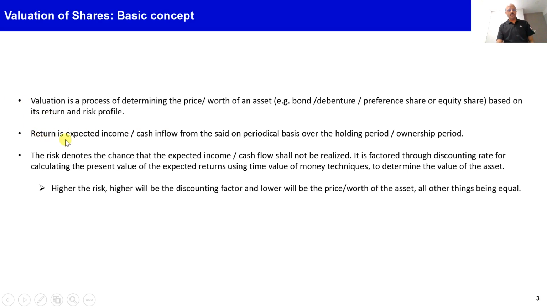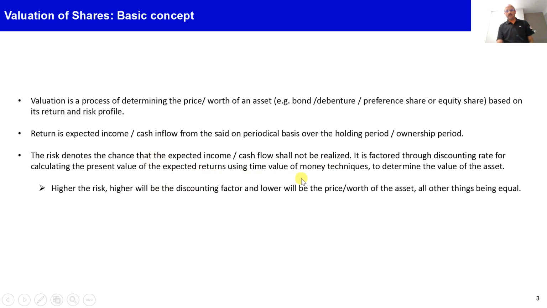And how do we calculate the return? Return is basically the expected income or future cash flow likely to be received on the said assets on a periodical basis over the holding period. So that's the return. And what is the risk? Risk is the chance that the expected income, what we are expecting in future, will not occur, or the expected future cash flow shall not be realized. That is the risk. So in a way we can say that risk is the variability of getting that expected return.